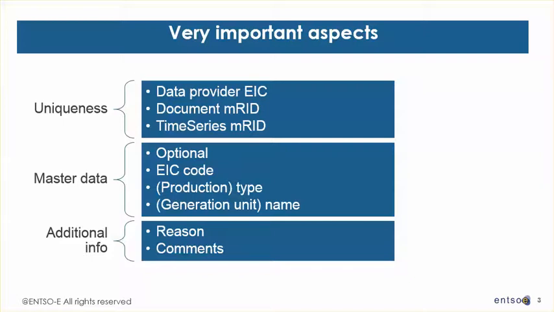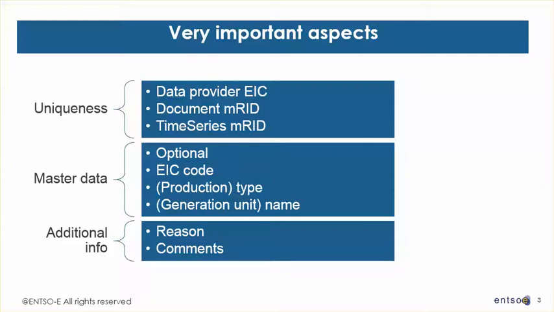Actually, the combination of document ID and time series ID, that's the uniqueness of outage ID. And every outage must have a unique ID. If you send some update, this combination must match. If you send the same document ID, but a different time series ID, this would mean a different outage. So this is about uniqueness.